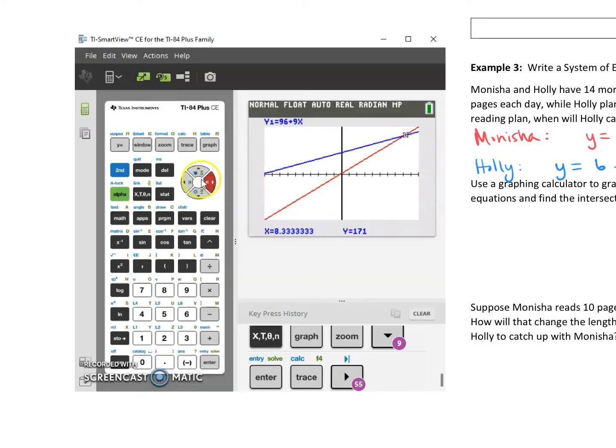And just in this video, we'll do an approximation. I think my cursor's pretty decently at the intersection point. So a little after 8 days, 8.18 days, that's when they have read the same amount, and it's right around 170 pages. After that, Holly's going to take off. She's reading more pages every day. But after just over 8 days, they have read the same amount. The solution to the system is this ordered pair right here.